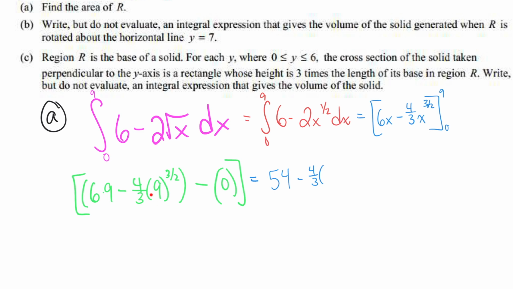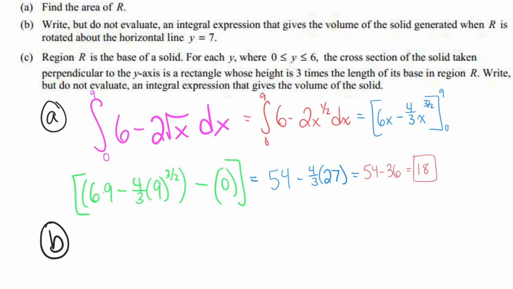So 9 to the 3/2 really means the square root of 9 cubed. So the square root of 9 is 3. Cube that and we get 27. So now we've got 54 minus 4/3 of 27. So 27 divided by 3 is 9, times 4 is 36. And 54 minus 36 is 18. So that is problem A.